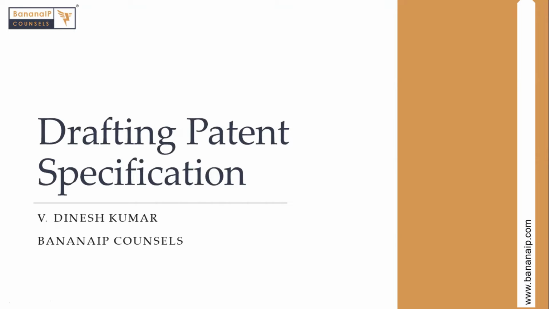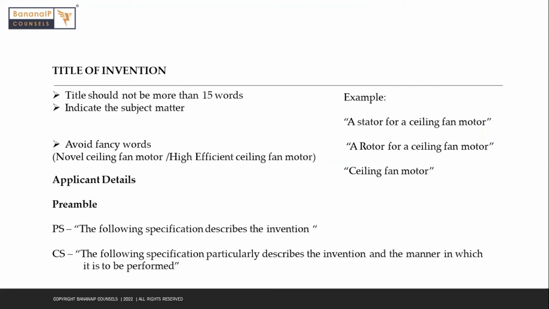Hello everyone. We will see about the basics and some of the approaches in drafting a patent specification. In the first page of the patent specification, we have the title of the invention. The title should not be more than 15 words. The title should indicate the subject matter. That is, the title should be relevant to the invention while not disclosing the invention.